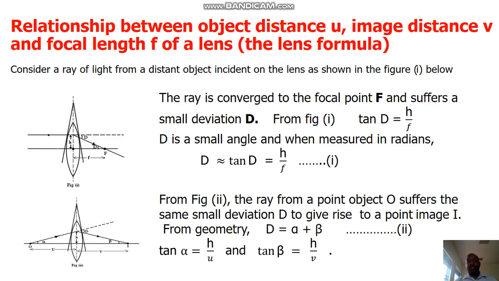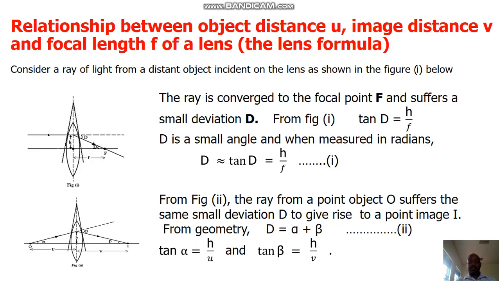Relationship between the object distance u, the image distance v, and the focal length f of a lens. Consider a ray of light from a distant object incident on the lens as shown in figure 1. The ray is converged to the principal focus f and suffers a deviation d. From figure 1, tan d equals h over f.